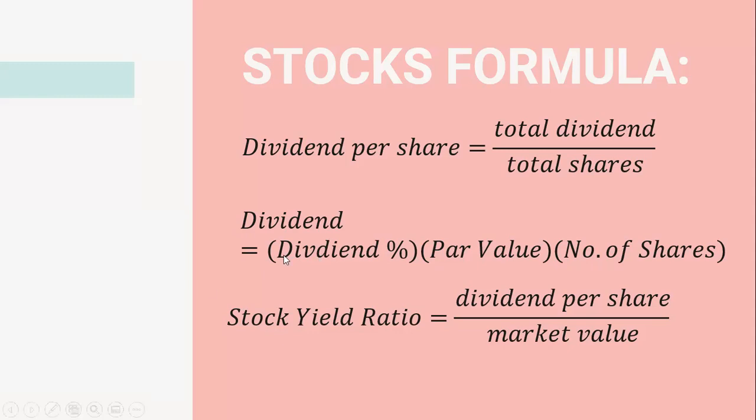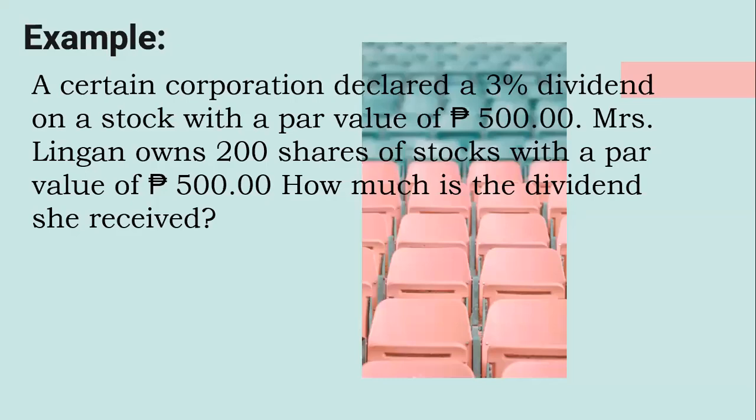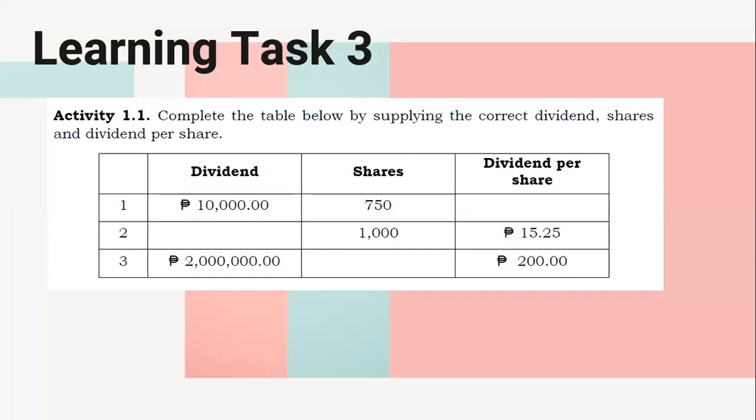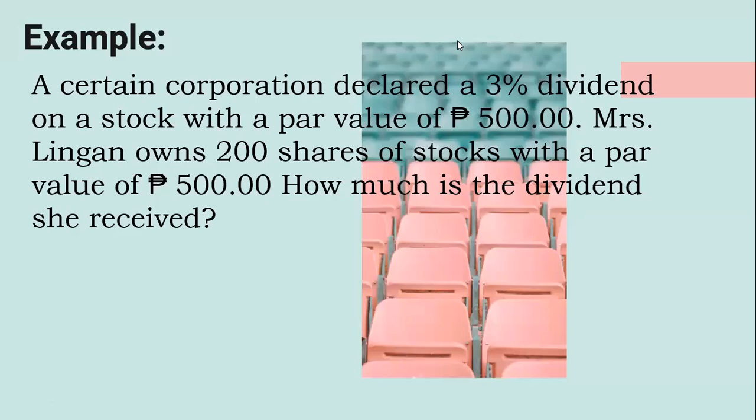Sinabi ko kanina, may typographical error na naman ako. So ito kasi per share. Ito yung total dividend mo, para makuha mo is the dividend percent. So ibig sabihin, kung i-compute natin how much is the dividend, from the formula natin, dividend will be equal to 500 times 200 times 0.03. Magkano po ang lalabas?